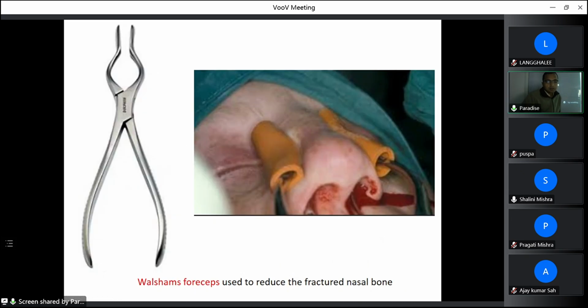Among the forceps available, another one is Walsham's forceps. It is used to reduce the fractured nasal bone. If the nasal bone is fractured, you can use this Walsham's forceps and you can reduce the fractured nasal bone. It is asked many times, what is the use of Walsham's forceps, or which forceps is used to reduce the fractured nasal bone? So Walsham's forceps is used to reduce the fractured nasal bone.